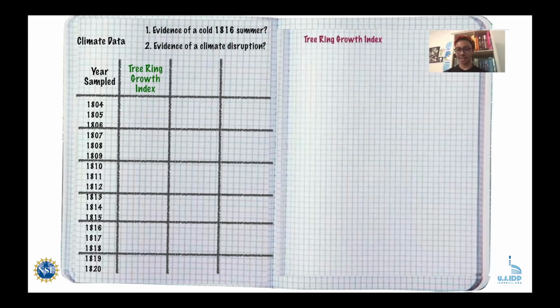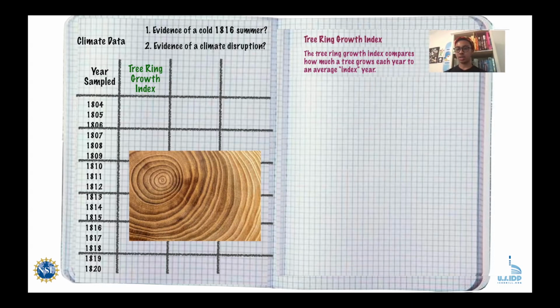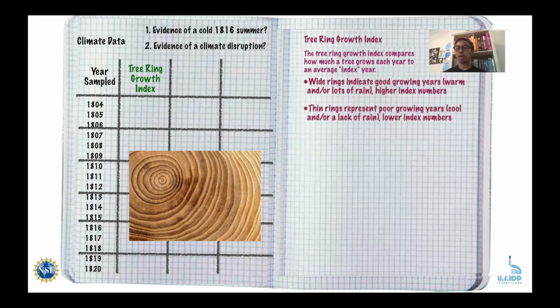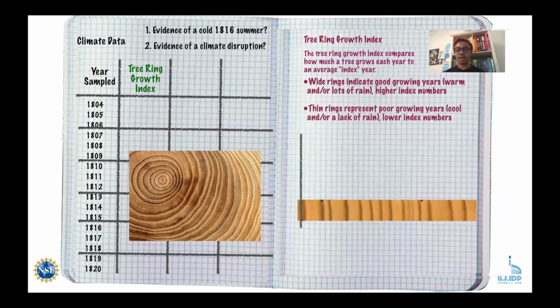Today I'll be talking to you guys about the Tree Ring Growth Index and how it can be used to show different climate markers. So the Tree Ring Growth Index compares the growth of a tree each year to an average index. Wide rings indicate good growing years, which typically show good warm years and lots of rain and indicate higher index numbers. Thin rings represent poor growing years, which have cool temperatures and little to no rain, and that corresponds with lower index numbers. As you can see here, using this sample of a tree ring, good growing years and poor growing years can be marked in a graph.